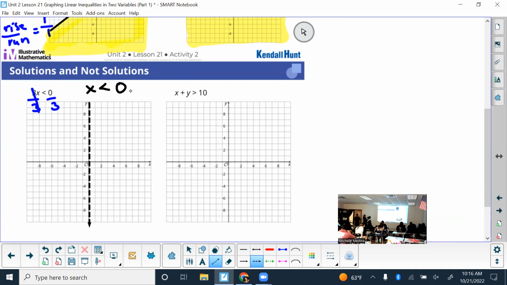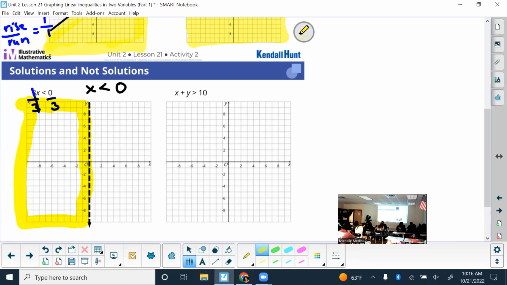And then to know where to shade, since there's no y to compare it to, you're going to shade where the x values are less than 0. So would that be left or right? Left. That's where the x values are less than 0. I try to show you how to reason through them in case you forget, like now. But when in doubt, what can you always use to check?